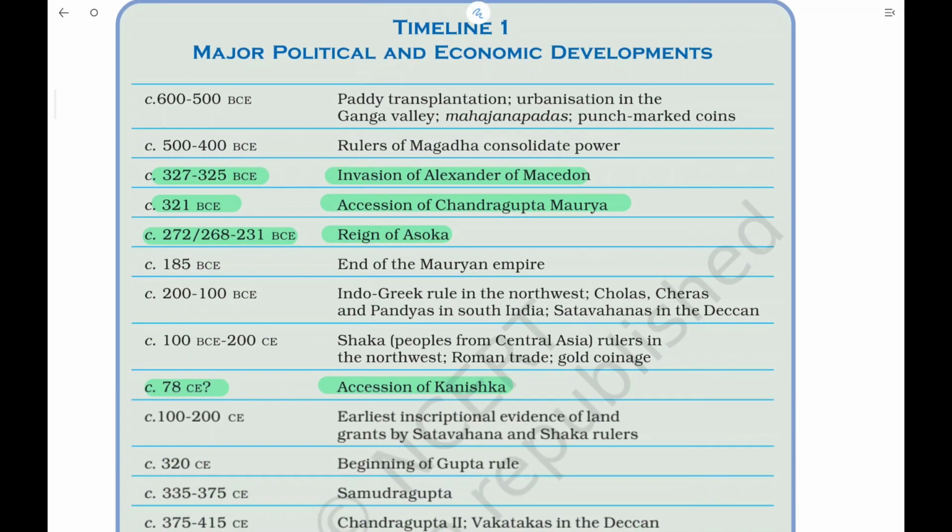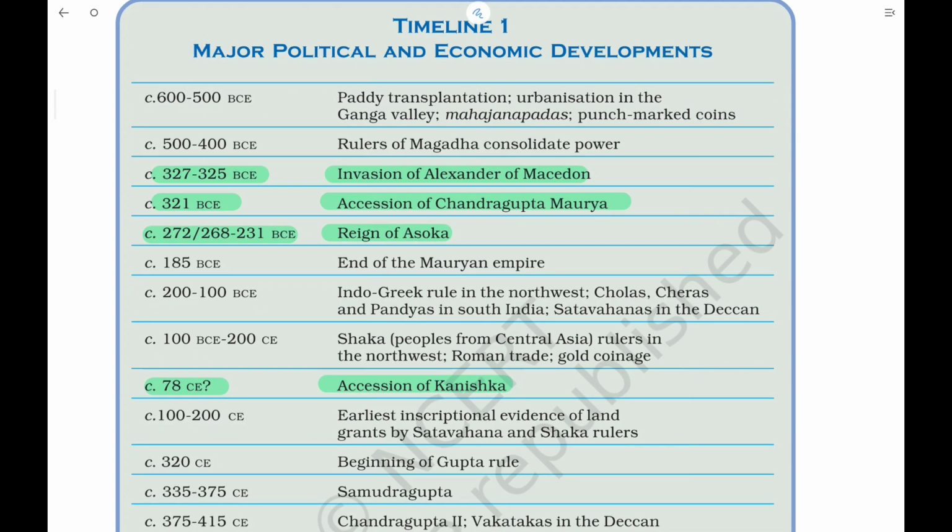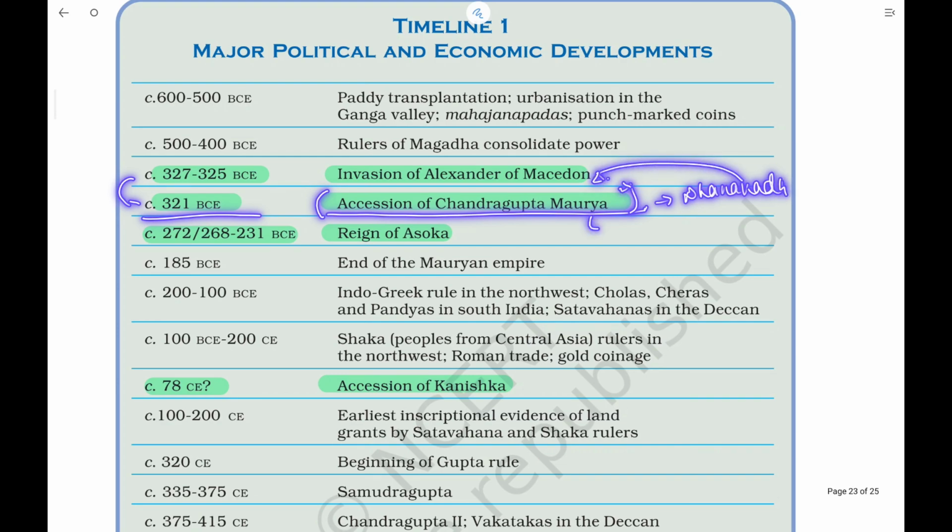So let us see here the chronology. That is 327 BCE, there was the invasion of Alexander of Macedonia. Then 321 BCE, accession of Chandragupta Maurya by defeating the Nanda king Dhananand. So Dhananand was defeated by Chandragupta Maurya, and Chandragupta Maurya was the founder of the Mauryan Empire.